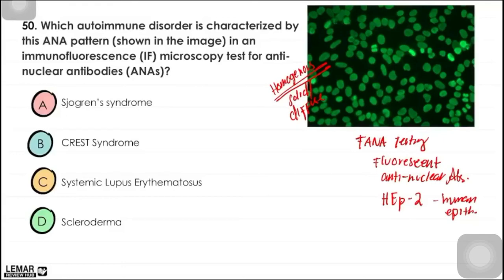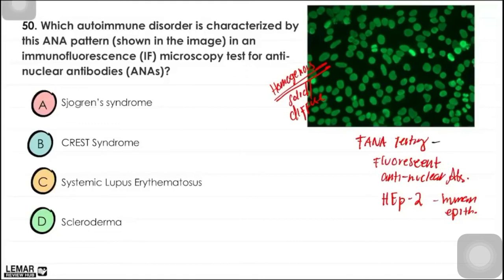We have the following choices: A. Sjogren's syndrome, B. CREST syndrome, C. Systemic lupus erythematosus, or D. Scleroderma. This procedure is the FANA testing, the fluorescent anti-nuclear antibody testing. We use immunofluorescence, so that is now termed the fluorescent anti-nuclear antibody test.